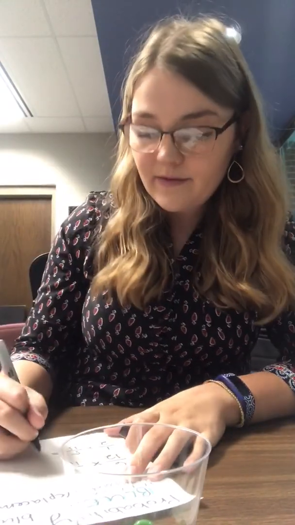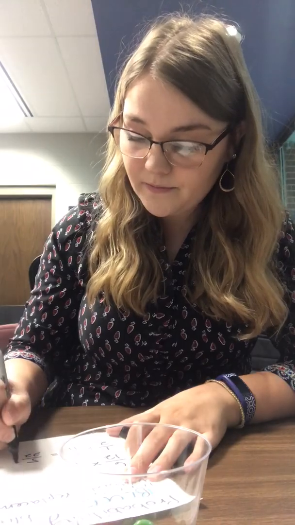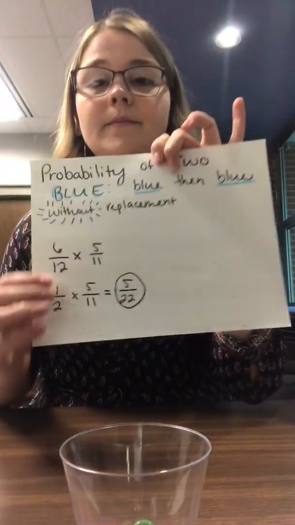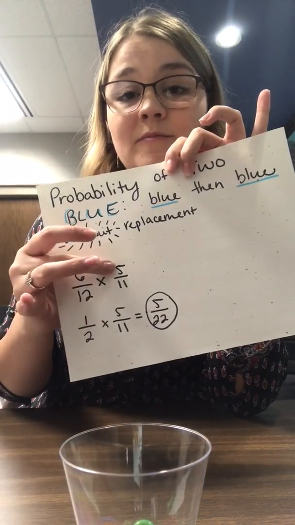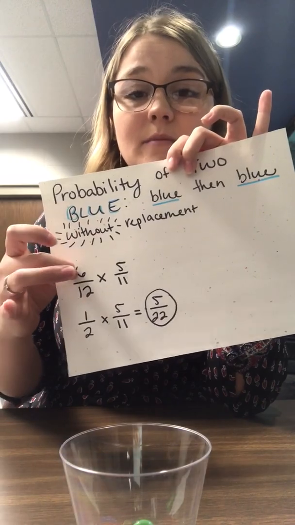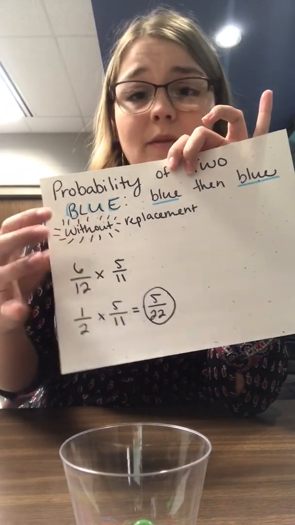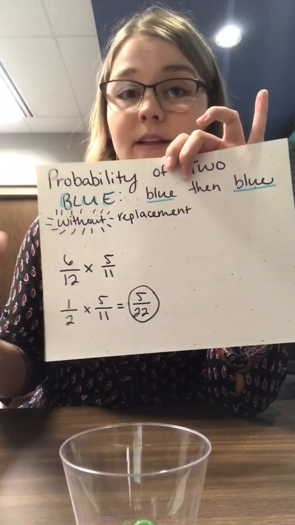Okay, so 1 times 5 is 5, 2 times 11 is 22. So that last probability, we're going to get 5 22nds. Since there were just 5 blues left after the 6 blues, because we drew that one out, and since it's without replacement, that's what it would be.